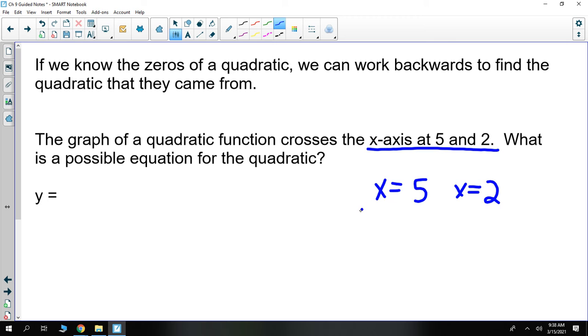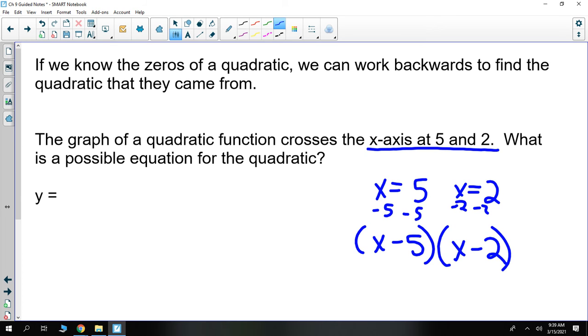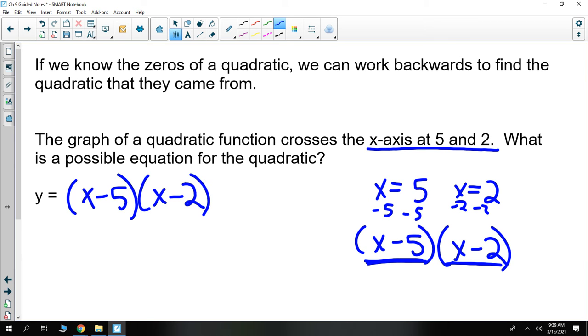Well, if x equals 5 is the zero, then if we work backwards and ask where that came from, if you subtract the 5 back over to the other side, that came from x minus 5. If I subtract the 2 back to the other side, this came from x minus 2, meaning 5 is what makes this 0, 2 is what makes this 0. So one possible function would be x minus 5 times x minus 2. That's in its factored form.